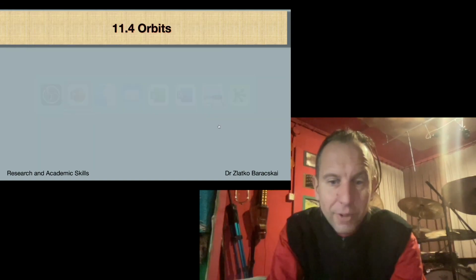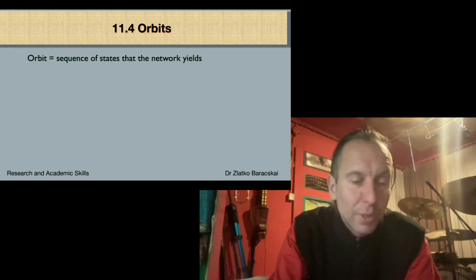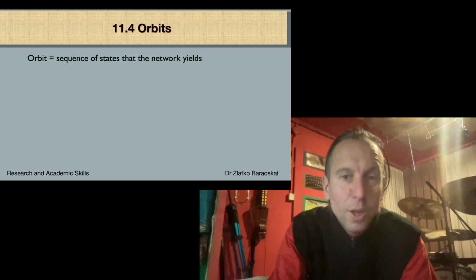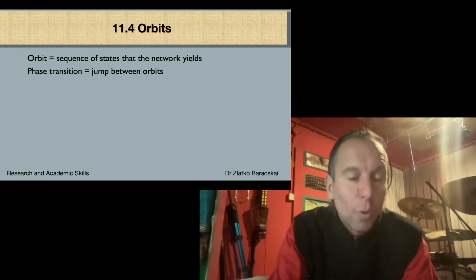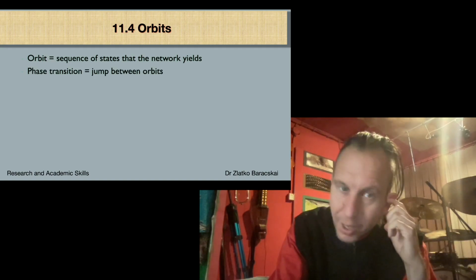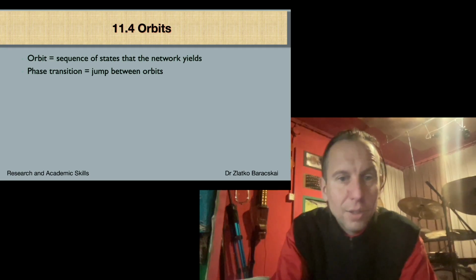Okay, and then finally, I'm out of time and we will talk about orbits in the next lecture. But in any case, it is interesting to observe that these networks, basically just a computational scheme between a few nodes, will produce all these properties. Essentially, the evolution of a network like this is what we call an orbit. It's a sequence of states that it goes through.